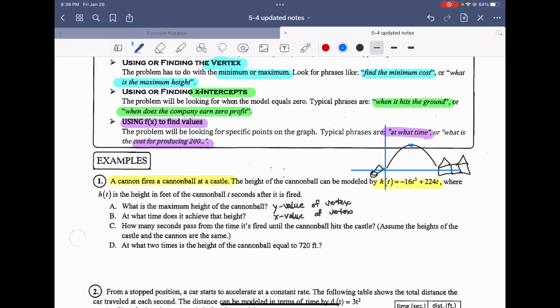All right. How many seconds pass from the time it's fired until the cannonball hits the castle? And it says, assume the height of the castle and the cannon are the same. And that would have been nice to know when you drew it. That's kind of how I drew it, though, because I had already read the question. So this point right here is level with this point. And because we have a picture, I bet you guys can tell what those points are. They're going to be our x-intercepts. So we know one of them, it's actually our y-intercept and our x-intercept because it's right there at the origin. But this one here that we want to find, when it hits the castle, that's going to be our other x-intercept.